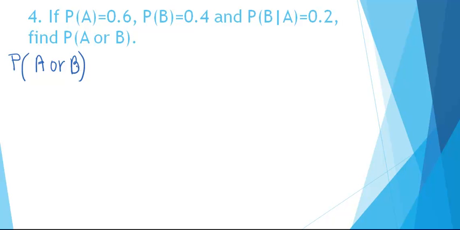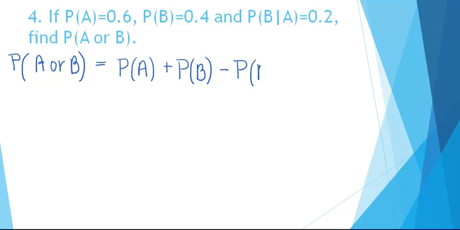Okay, probability of A or B. This formula is equal to, or typically means add, so the probability of A plus the probability of B, and then we're subtracting off the probability of A and B. Okay?